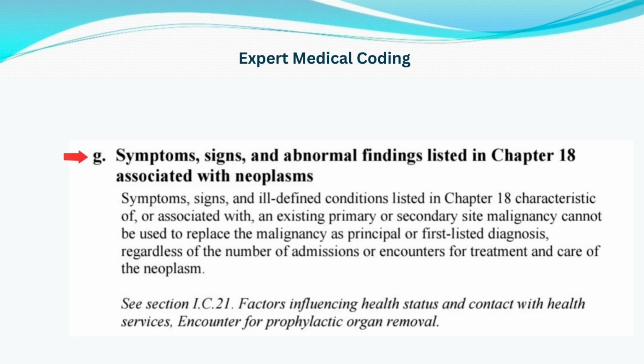Now let's move towards the next coding guideline, and that is symptoms, signs and abnormal findings listed in chapter 18 associated with neoplasm. So symptoms, signs and ill-defined conditions listed in chapter 18, characteristic of or associated with an existing primary or secondary site malignancy cannot be used to replace the malignancy as principal or first-listed diagnosis, regardless of the number of admissions or encounters for treatment and care of the neoplasm. So let's understand this guideline in more detail.